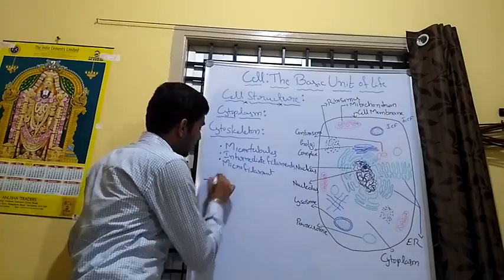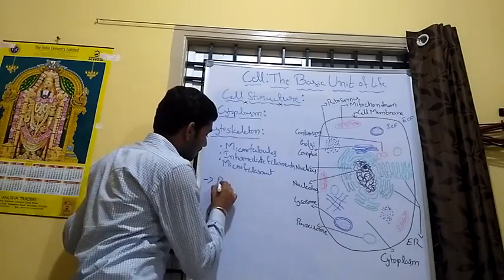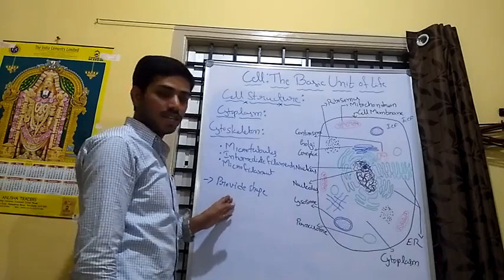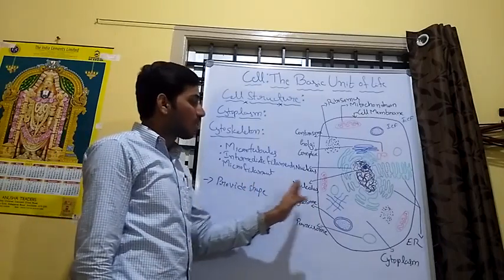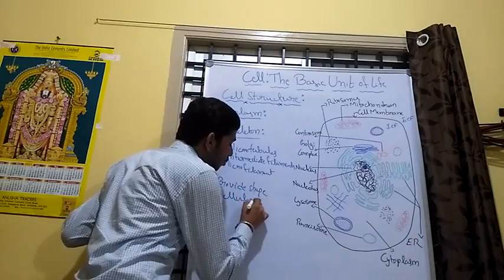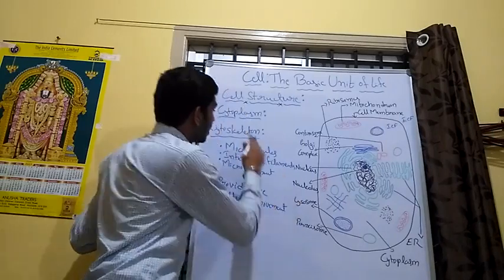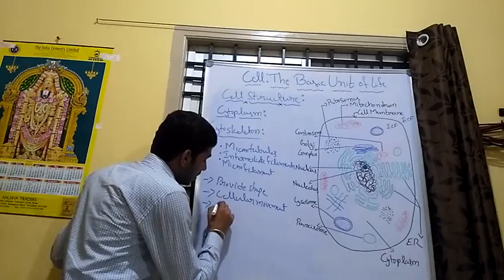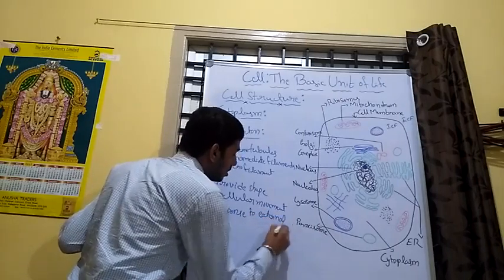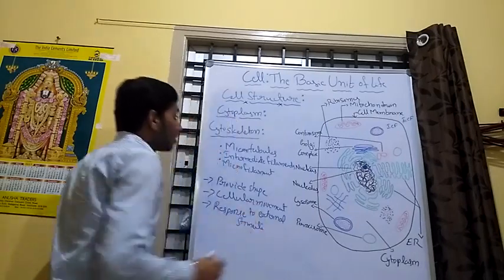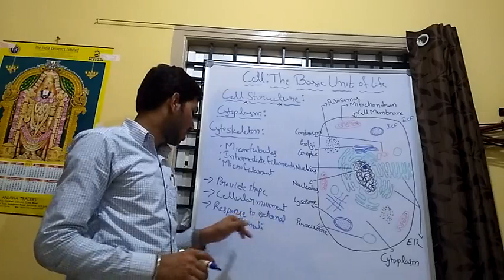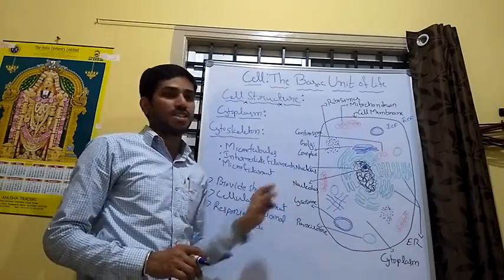So, what are the functions of the cytoskeleton? It provides shape and support to the cell, and it is helpful for cellular movement and for the response to external stimuli.